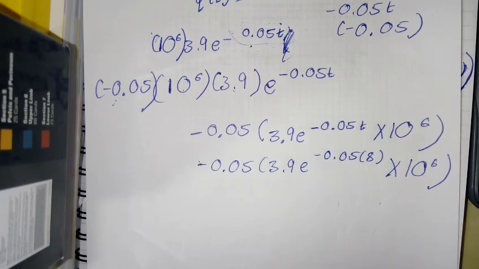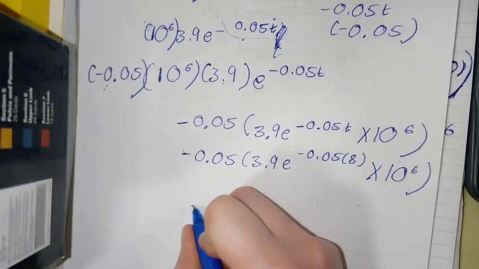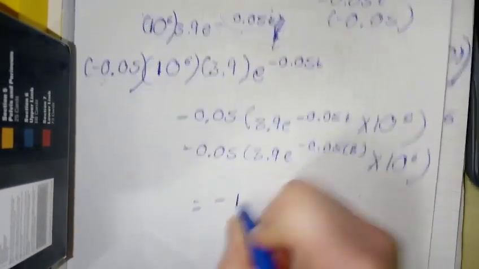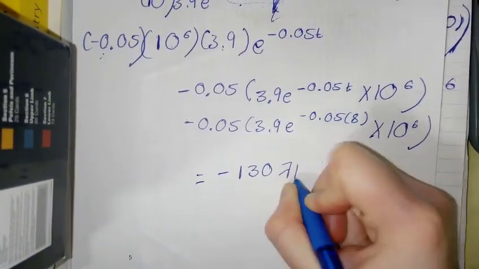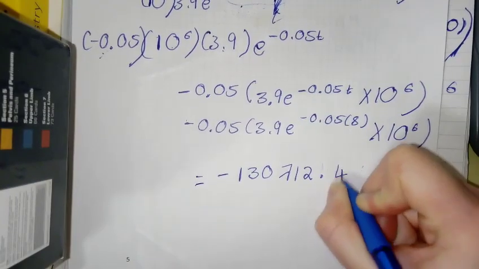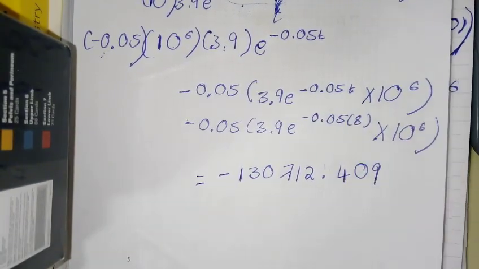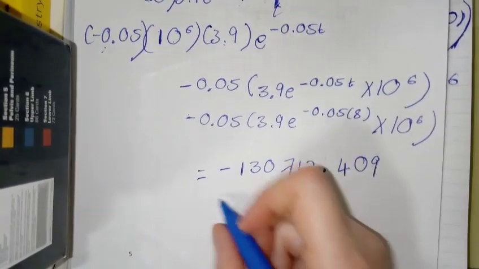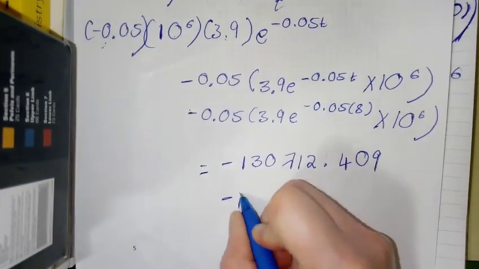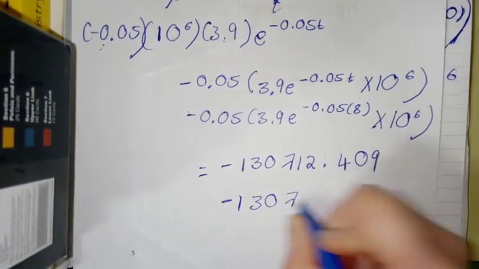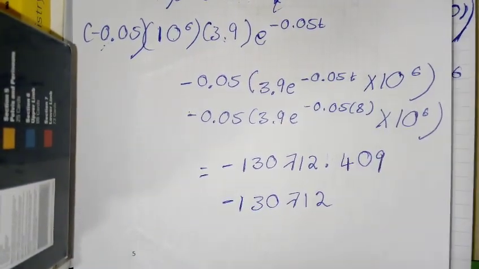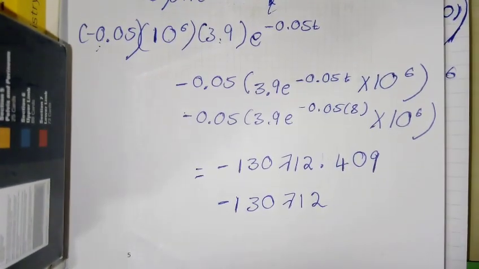we get minus 130,712.409. We want to get the predicted rate of change as a whole number, so minus 130,712. So that is our predicted rate of change for that question.